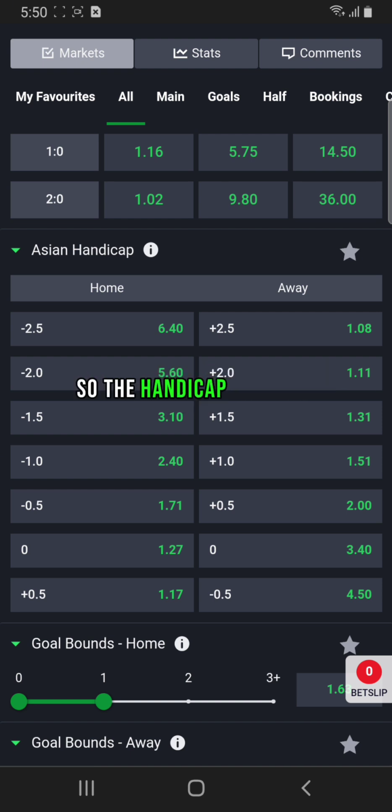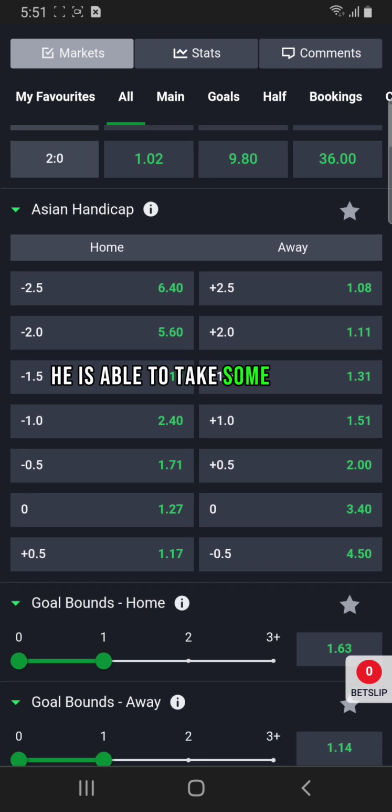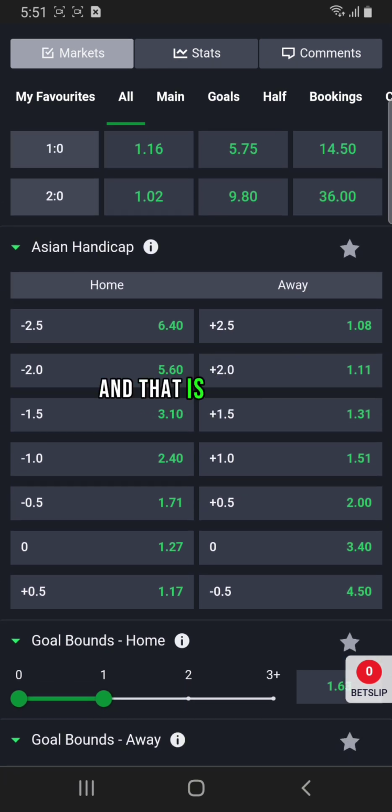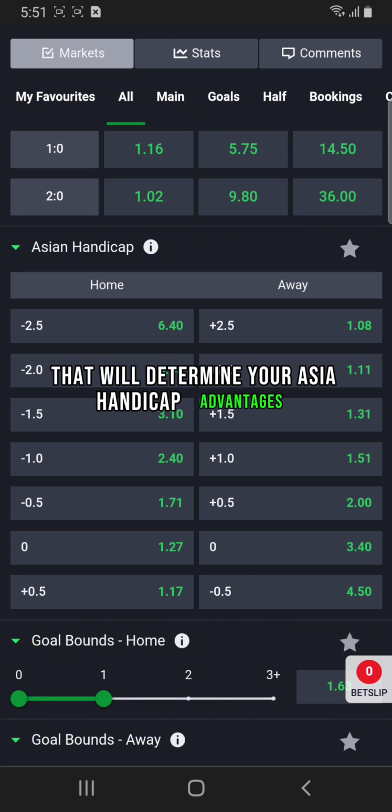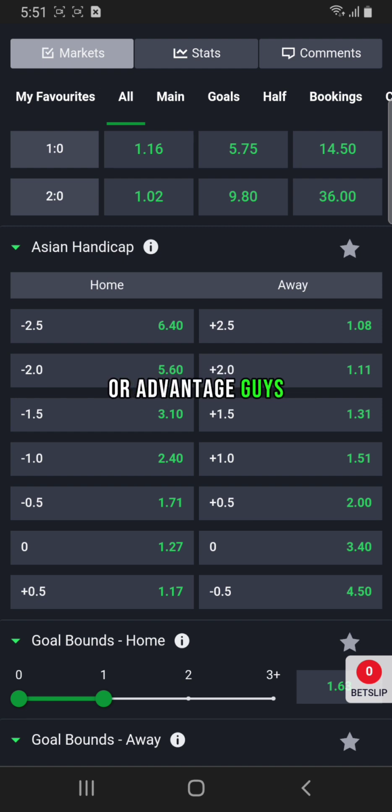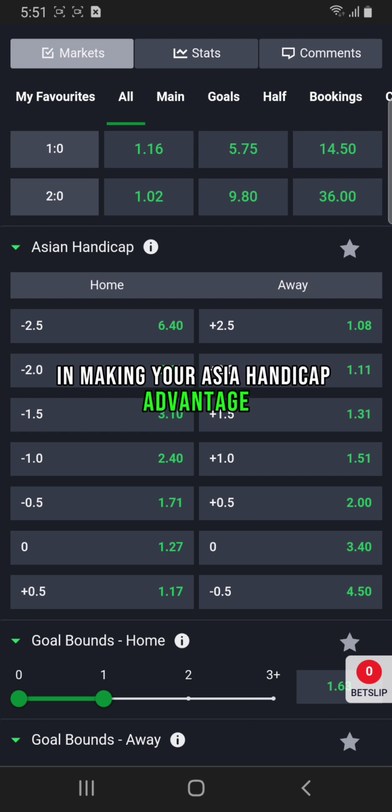The handicap is always determined by the bookmaker, who tries his best to analyze that very match. By analyzing the match, he is able to take some things into consideration: the form, the player injuries, the home and away advantage, and the number of times they have met. These are factors that will determine your Asian Handicap advantage, and factors you need to consider in making your Asian Handicap selection.